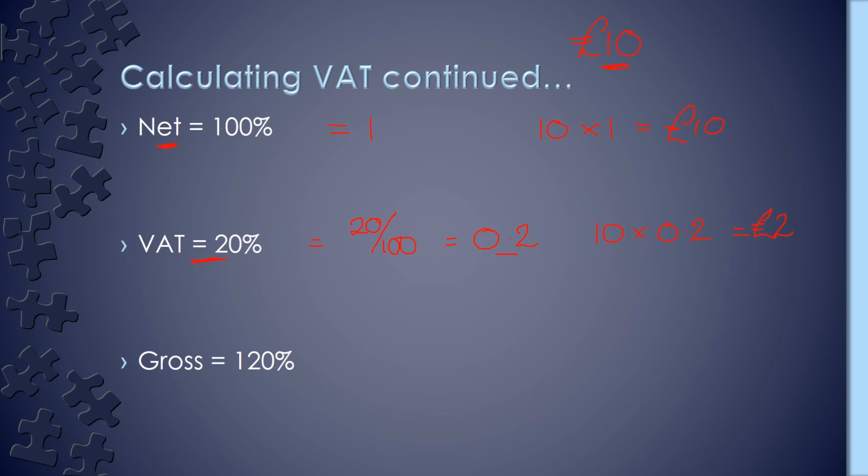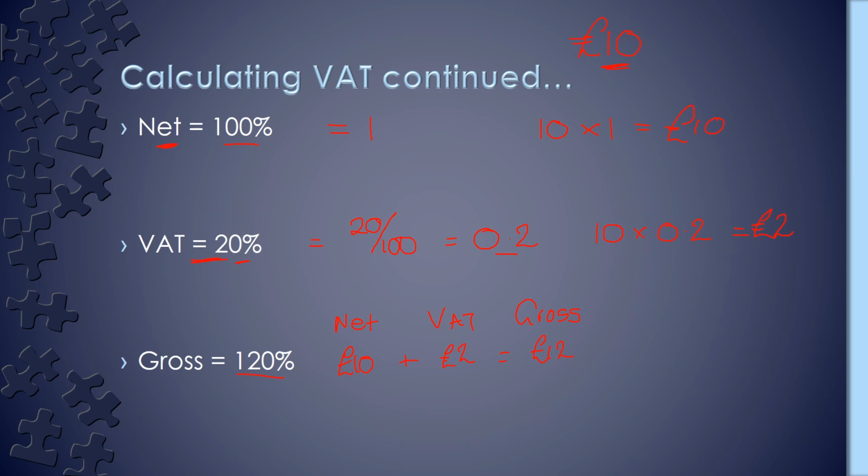Then moving on to the last bit, if you've got your net at 100% and your VAT at 20%, then your gross has to be 120%. So we've got our net of £10 plus our VAT of £2 equals £12, which is our gross figure.